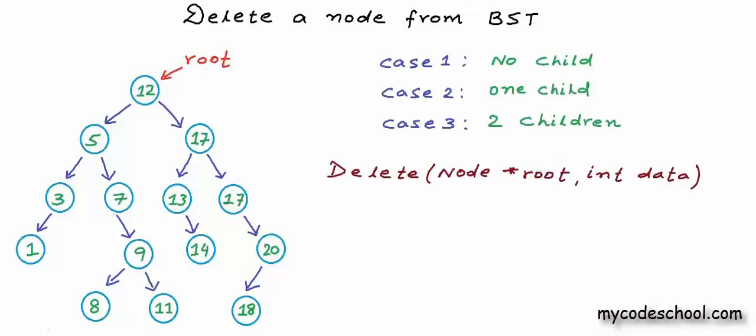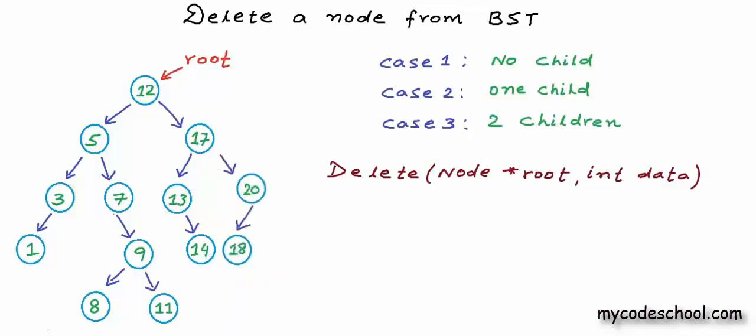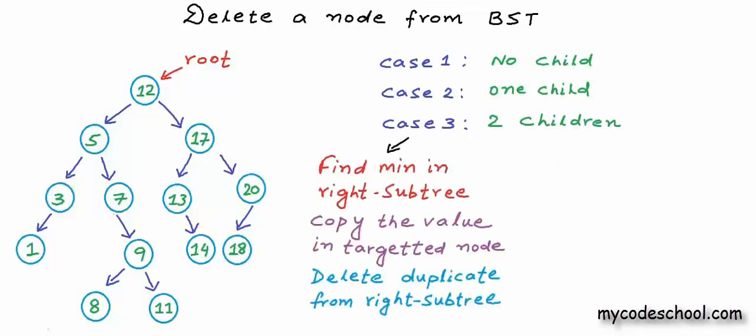Okay, so let's get rid of the duplicate. I'll build a link like this, and after deletion, this is what my tree will look like. So this is what we need to do in case 3. We need to find the minimum in the right subtree of the targeted node, then copy or fill in this value, and finally we need to delete the duplicate, or the node with minimum value, from the right subtree.